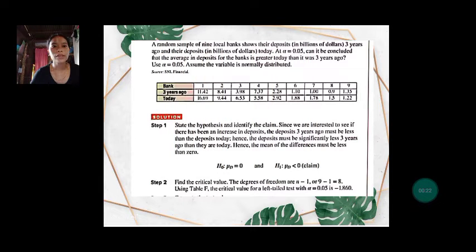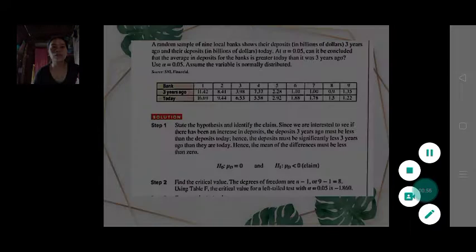So, here is the problem. A random sample of 9 local banks show their deposits in billions of dollars 3 years ago and their deposits in billions of dollars today. At alpha equals 0.05, can it be concluded that the average in deposits for the banks is greater today than it was 3 years ago? Use alpha equals 0.05. Assume that the variable is normally distributed.